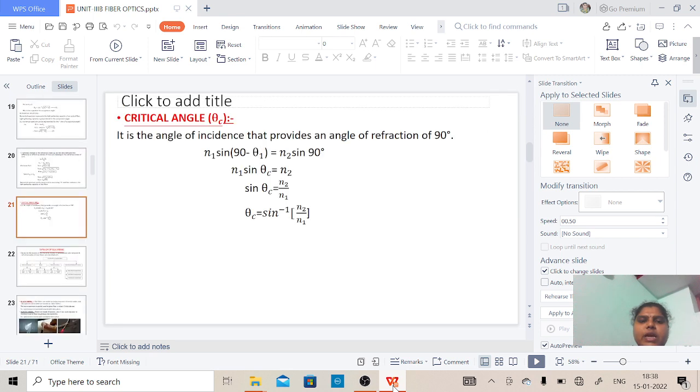Okay, so this is all about the numerical aperture and acceptance angle of the fiber. The remaining topics we will discuss in our next video.